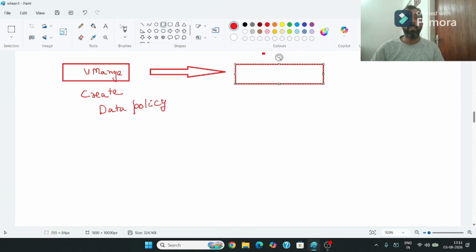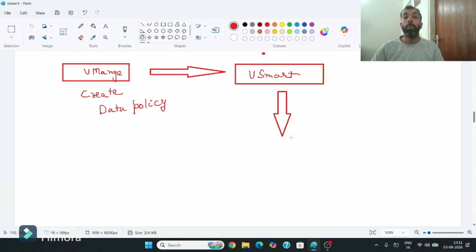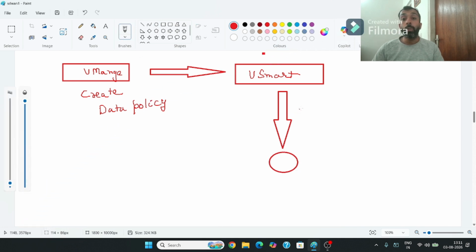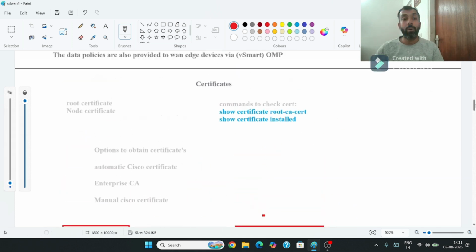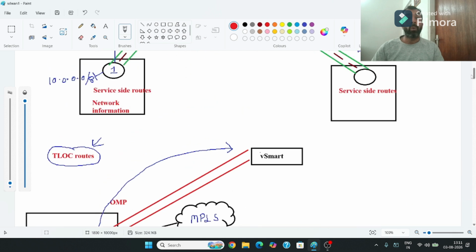From vManage, it will be forwarded to vSmart controller, and vSmart controller is going to push this policy to the routers. Now, how is the vSmart controller going to push the data policies to the routers? The answer is OMP protocol. With the help of OMP protocol, your data plane policies will be provided to WAN edge devices. This is how important OMP protocol is.